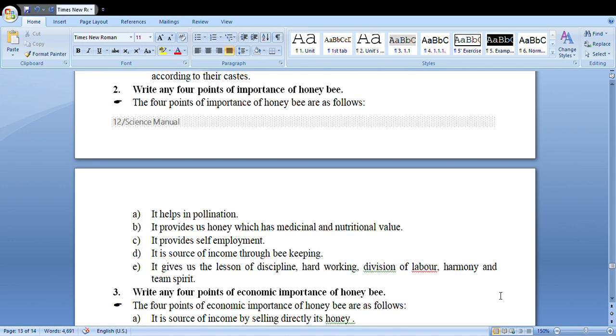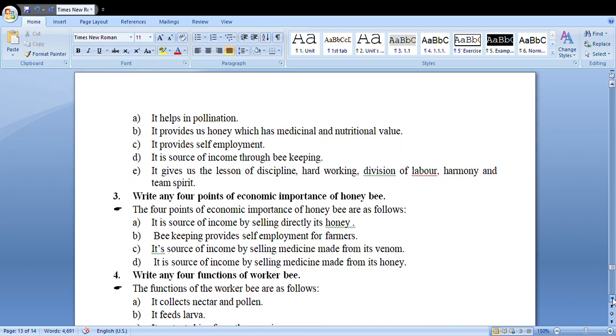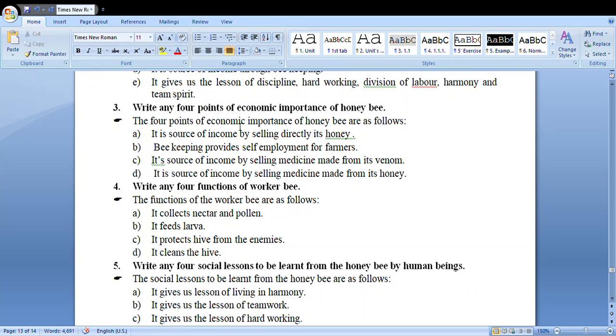Write any 4 points of economic importance of honeybee. The 4 points of economic importance of honeybees are as follows. It is source of income by selling directly its honey. So by directly selling its honey, we get money. Beekeeping provides self-employment for farmers. It is source of income by selling medicine made from its venom. It is source of income by selling medicine made from its honey. So these are the points of economic importance of honeybee.